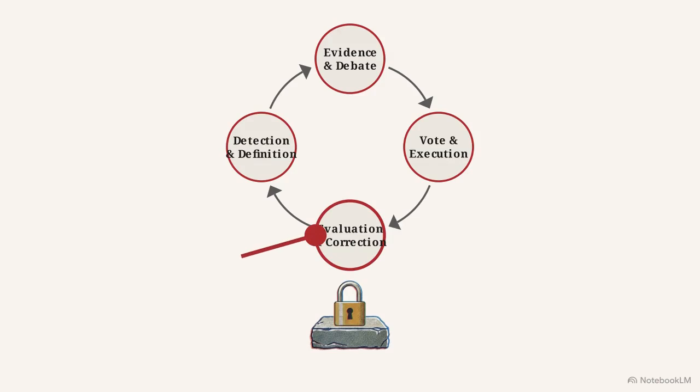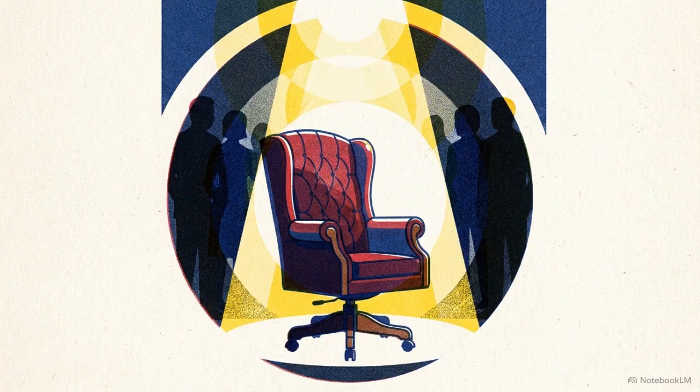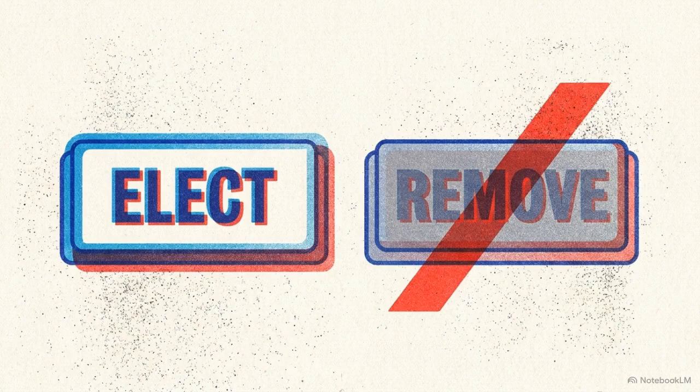At the evaluation and correction nodes, evidence of corruption or gross failure triggers the ostracism pathway. The critical rule here is clear. If no suitable replacement exists, a vacant office is always preferable to installing another unfit ruler. A governance system that only allows citizens to choose who receives power, but cannot determine who is unfit to hold it, is an incomplete democracy.